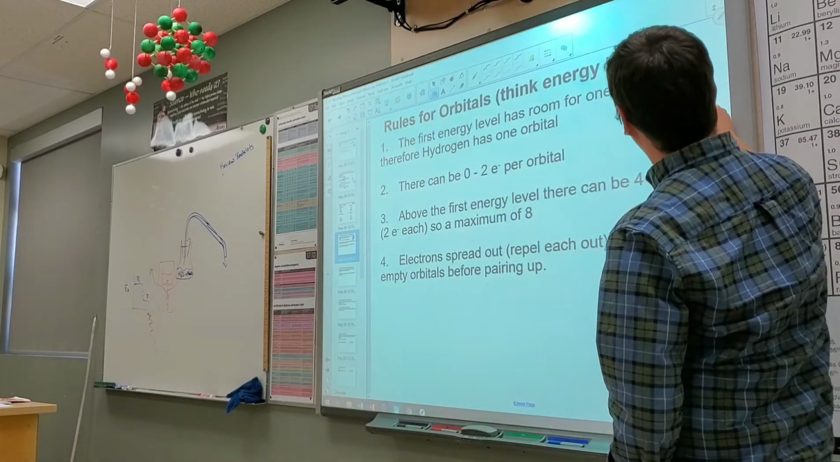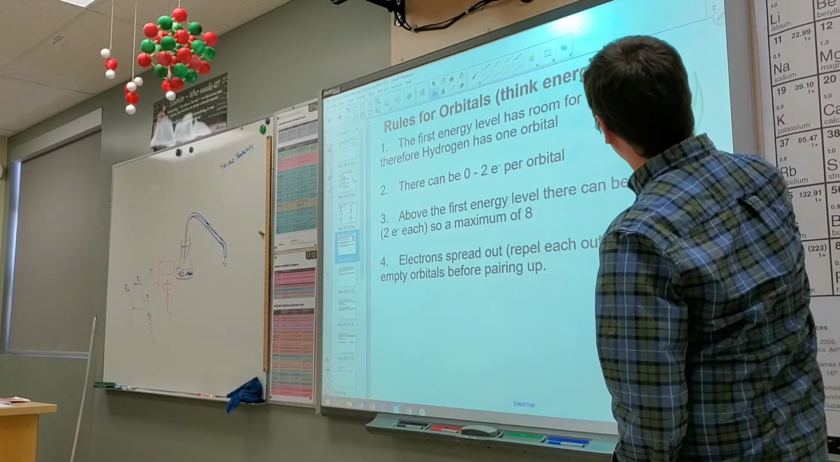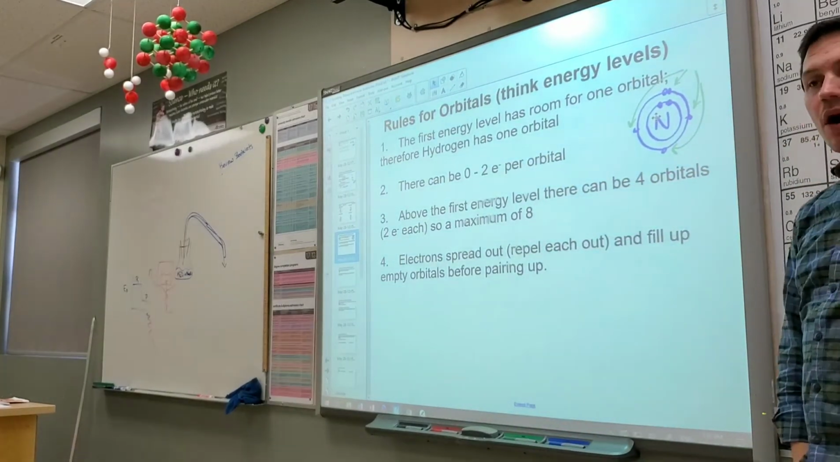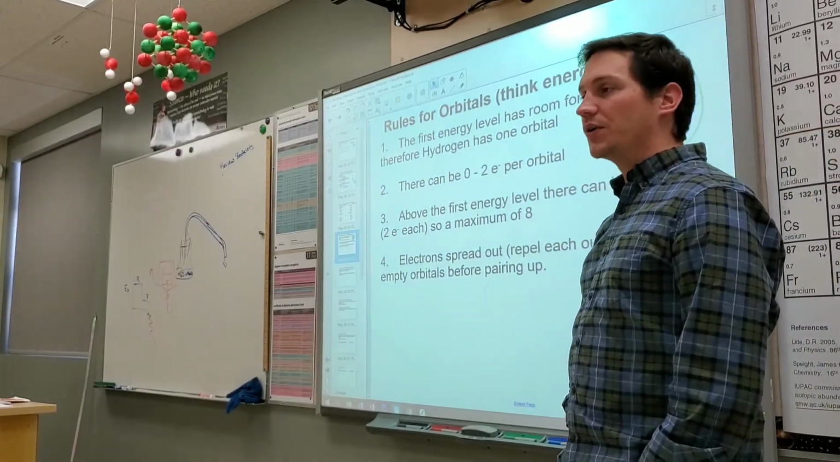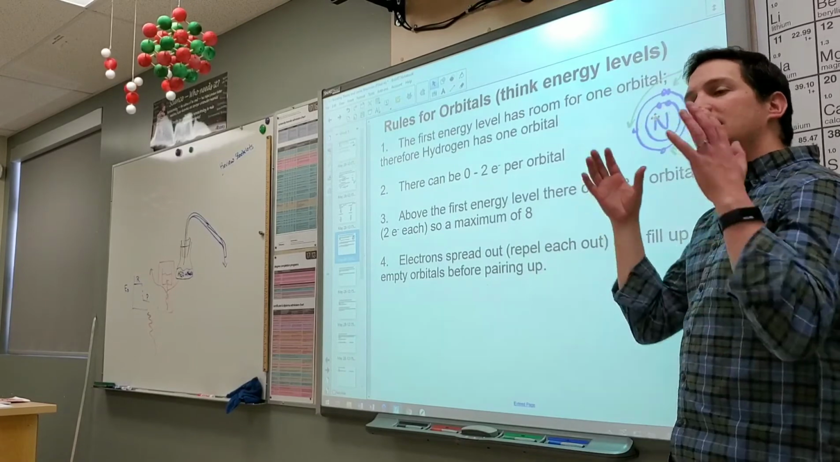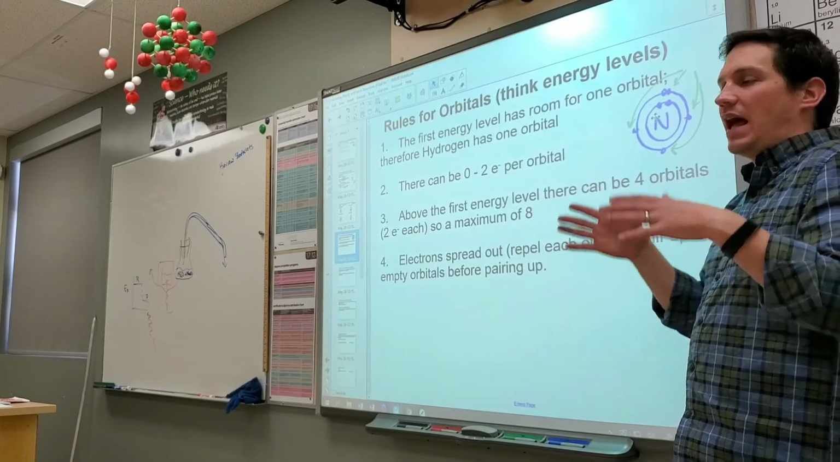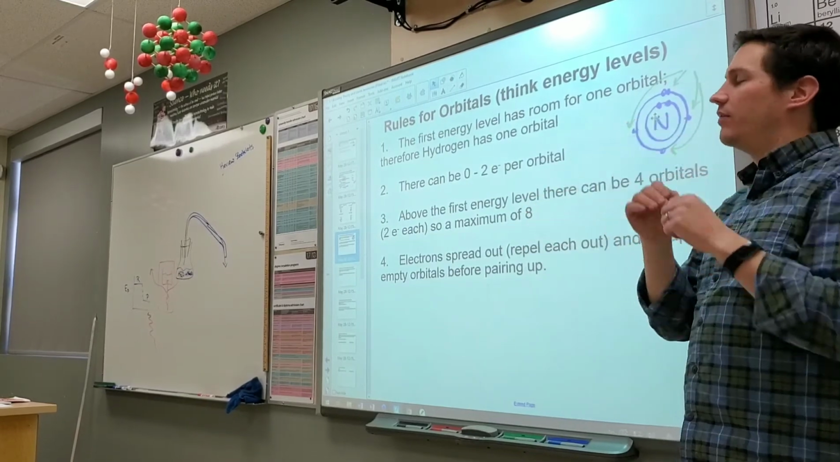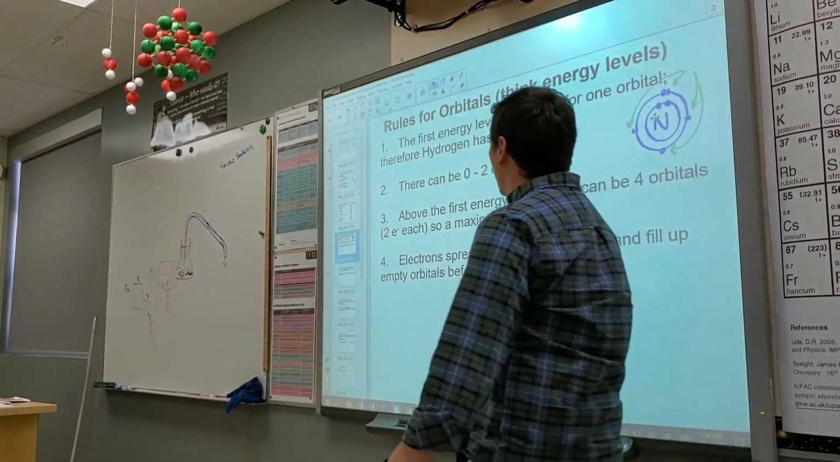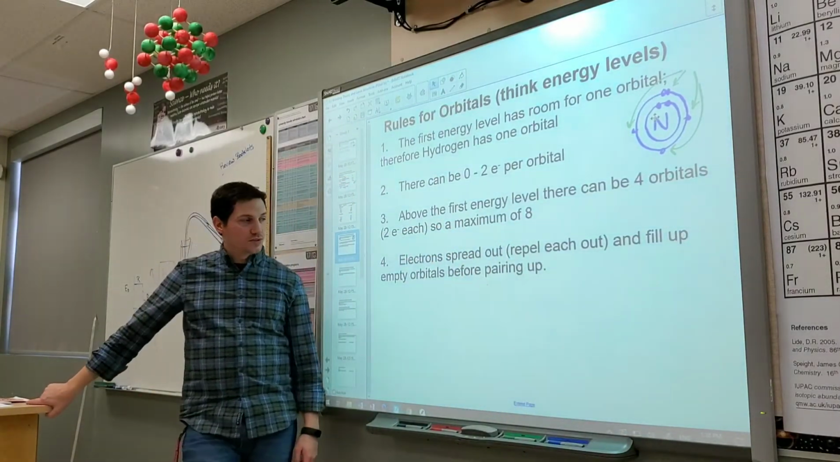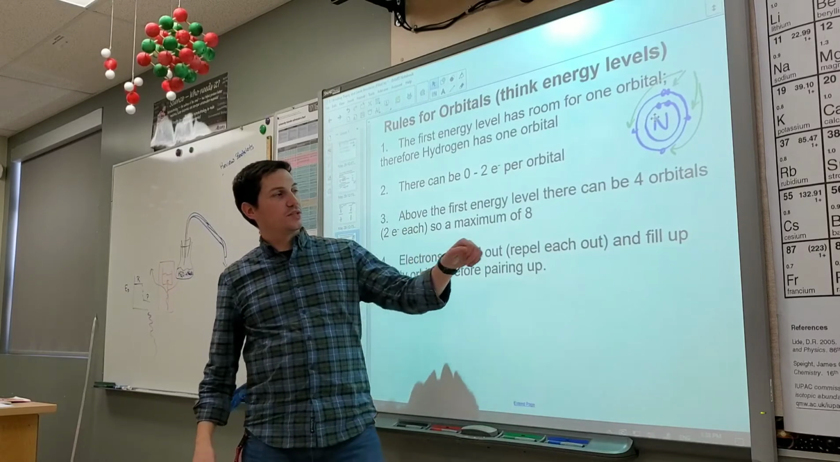These are our 4 orbitals. Those are the spots where electrons can congregate. And it has to do with the size of the element, but also has to do with which energy level. How far away from the center of the element is it? Above the first energy level, there can be 4 orbitals, or 2 each, right? 2 electrons in each, right?